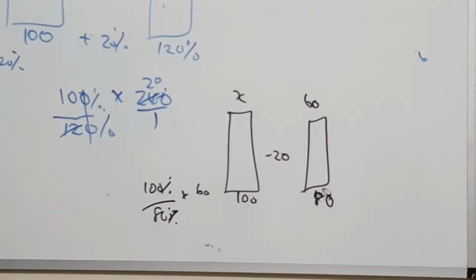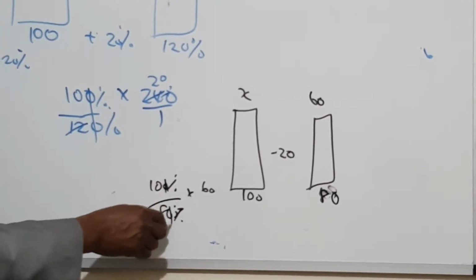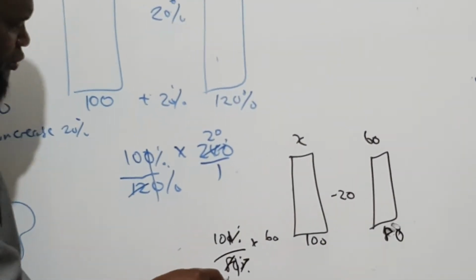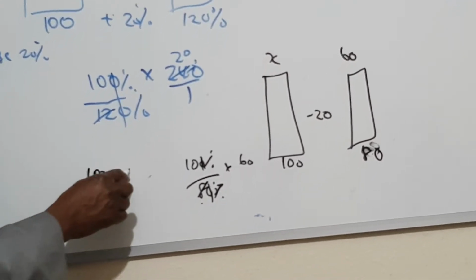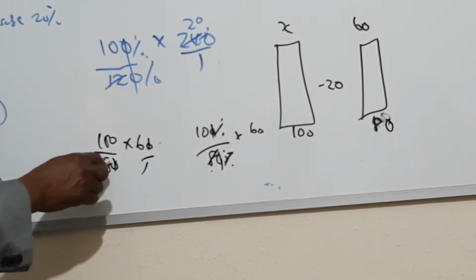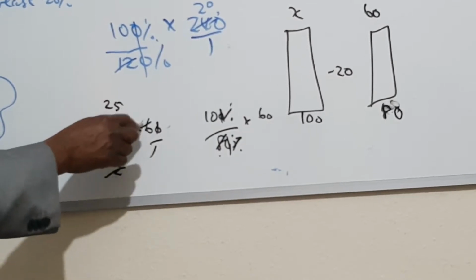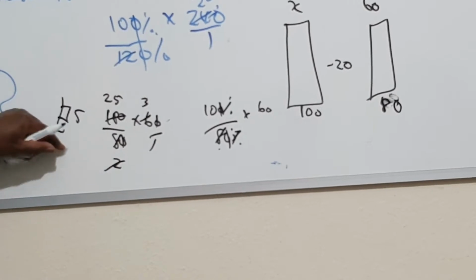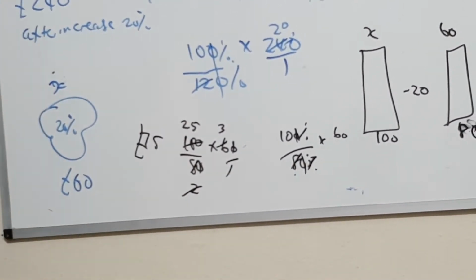Okay? So if you cancel this out, 0 will cancel 0. 2 will go. So it's 100 over 80 times 60. 0 cancel 0. 4 will go 2 times. 4 will go 25 times in it. 2 will go 3 times in it. So your price was £75. But after a discount of 20%, it becomes 60 pounds. Do you get it? Yes.